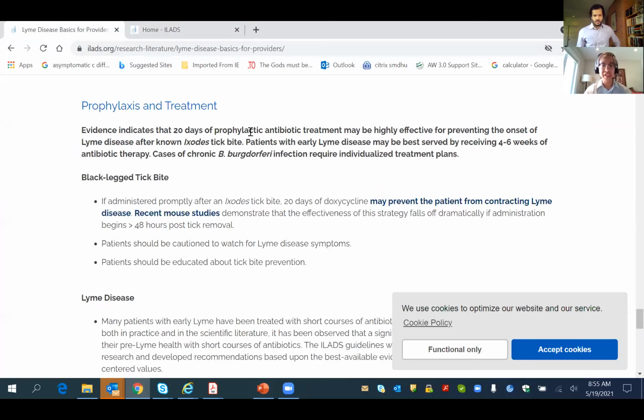Evidence indicates that 20 days of prophylactic antibiotic may be highly effective. And then for early Lyme, you're looking at 4 to 6 weeks of treatment. So if you read it, it's an interesting read, but their evidence is really a very low level of evidence. They rely on expert opinion and on what patients want. So it's challenging.